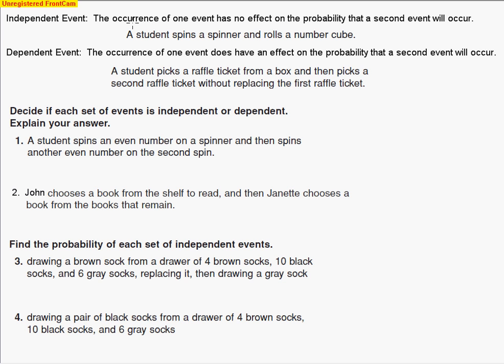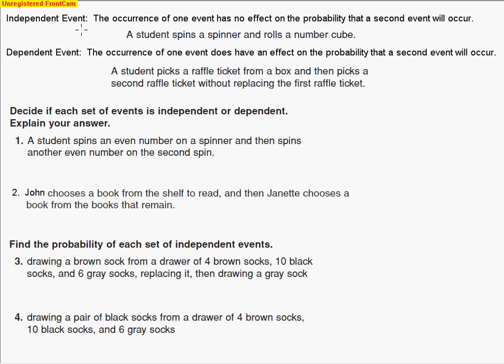If a student spins a spinner and rolls a number cube, that's an independent event, because the spinner has nothing to do with the number cube. Let's say the spinner has different colors on it. I could spin a green and then roll a 1, and the spinning of the green and rolling the 1 have no effect on each other. And so that's an independent event.